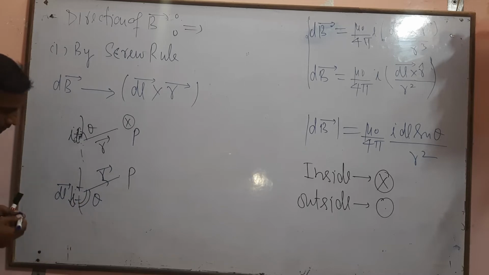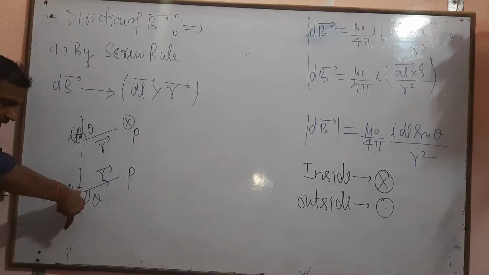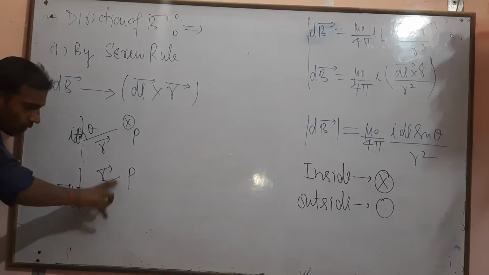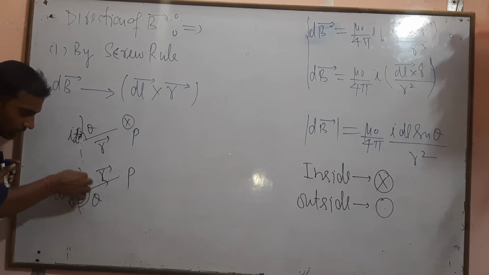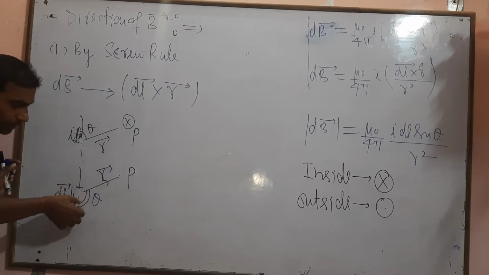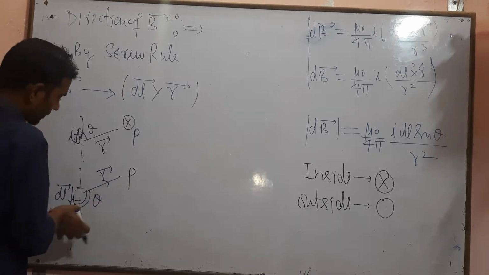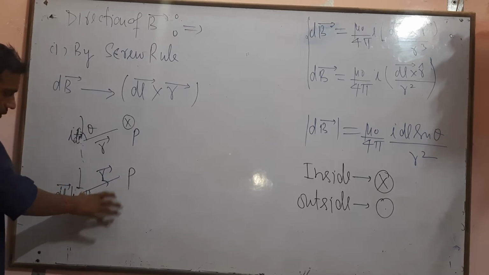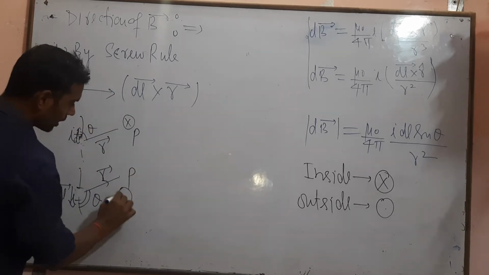This is the angle theta. We cannot take this as dl cross r, because we take the smallest displacement from dl to r. This is the dl, this is the r, so this would be the longest displacement; we take the small displacement for dl cross r. So the direction of the magnetic field is this: this is inside, this is outside. Because this is dl cross r, the thumb will go to the outside.